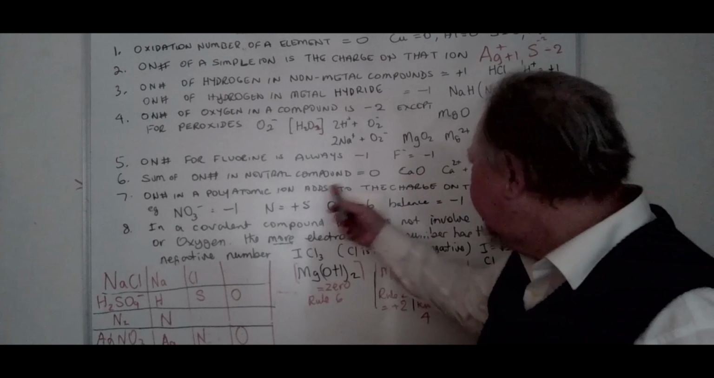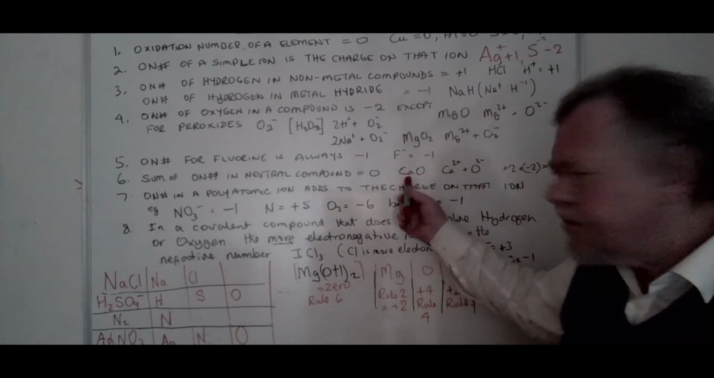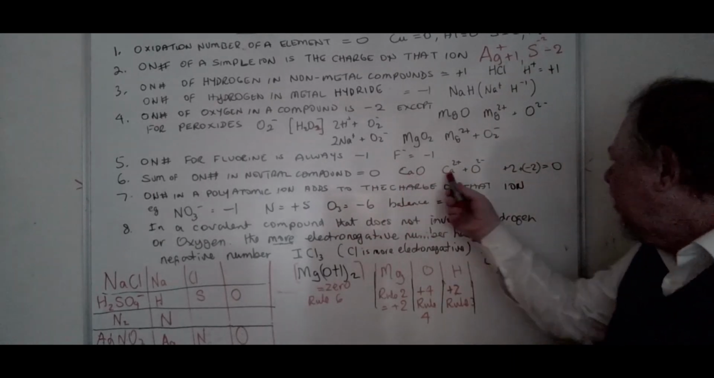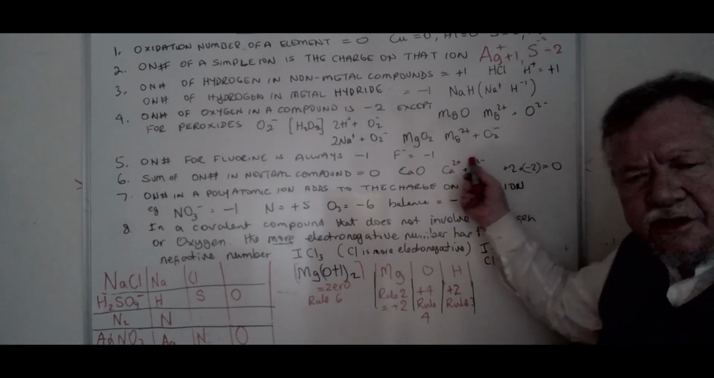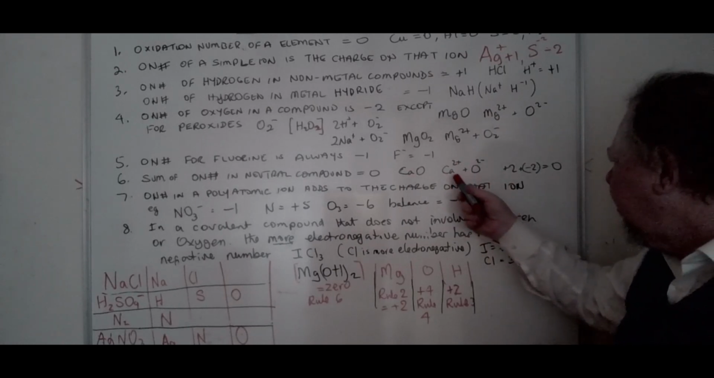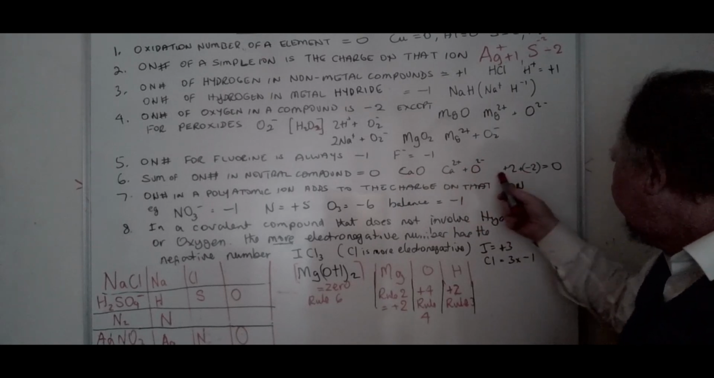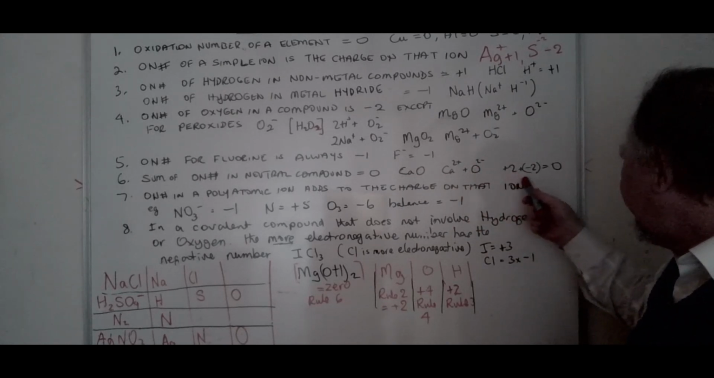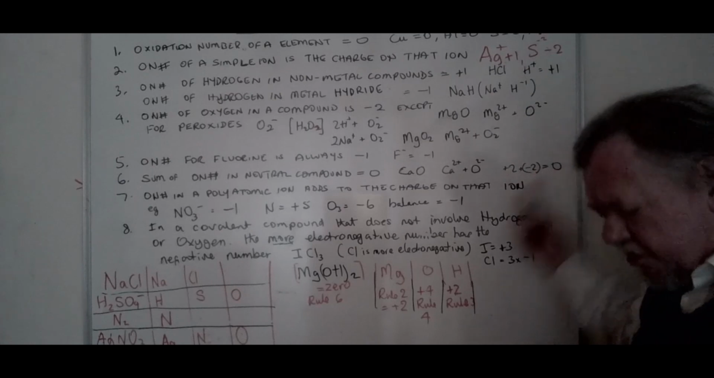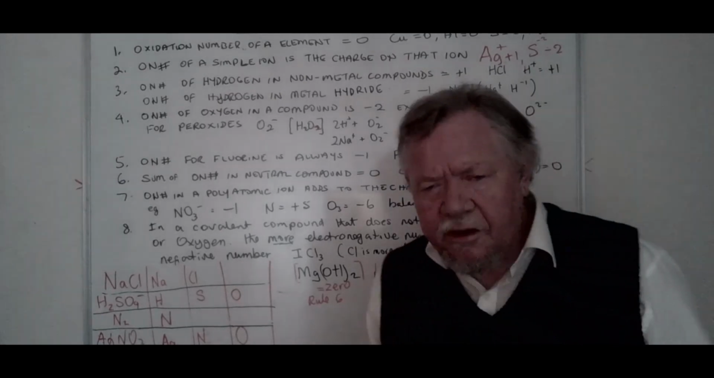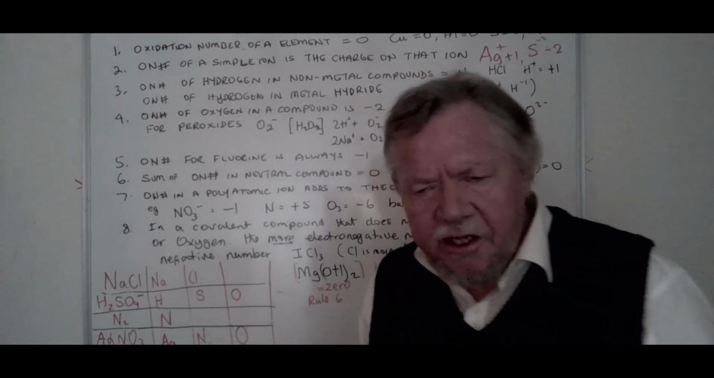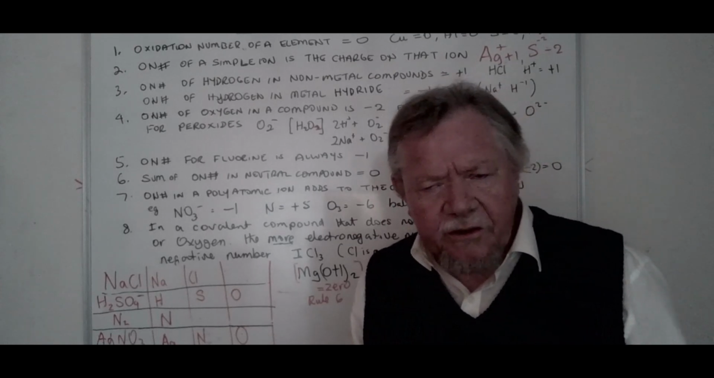Calcium oxide, for instance, would be 0. The calcium is 2 plus. The oxygen is 2 minus. The two of them add up together: 2 plus and 2 minus make 0. And that will apply to any neutral compound.